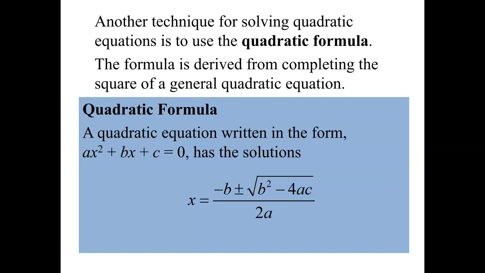It also requires you to memorize the formula. I am not giving it to you. You need to have it memorized. Okay? x is equal to negative b plus or minus the square root of b squared minus 4ac over 2 times a. Okay? That's the quadratic formula.